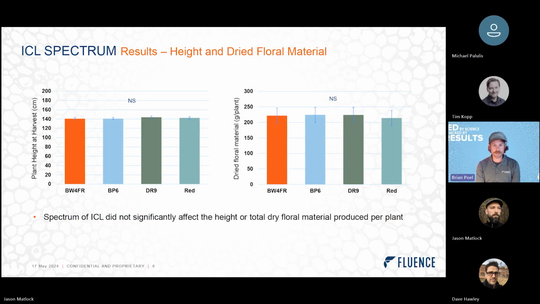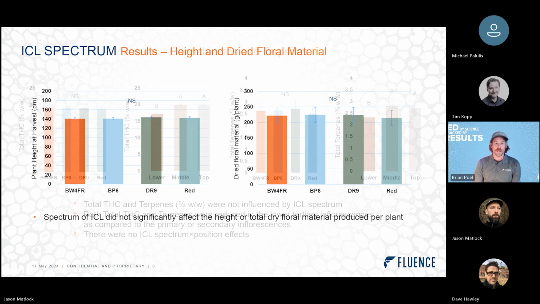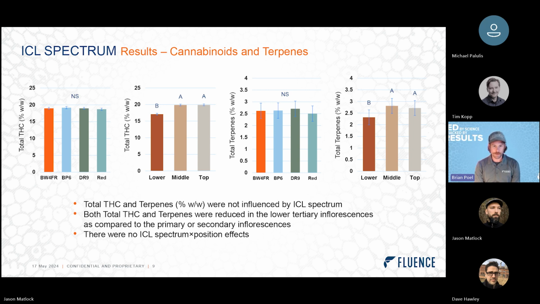So with respect to spectra, we didn't see any difference in terms of height or dry floral material with the different spectra going up to high red. Additionally, when looking at cannabinoids and terpenes, there were no effects of spectrum. Again, one thing we do see is that as you go from the bottom of the canopy up to the top, you usually see an increase in total THC and total terpenes, but there wasn't an interaction with the spectrum we delivered.